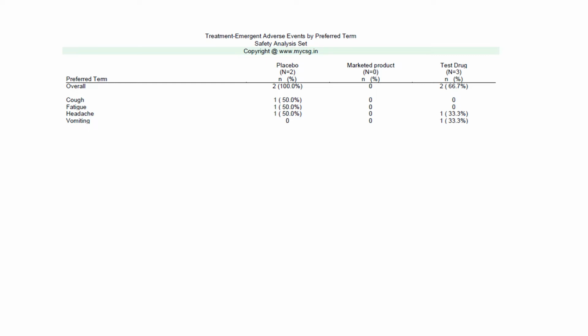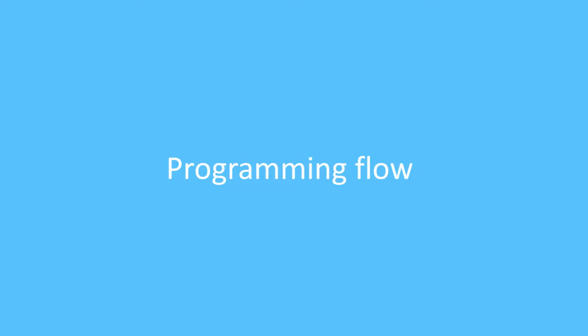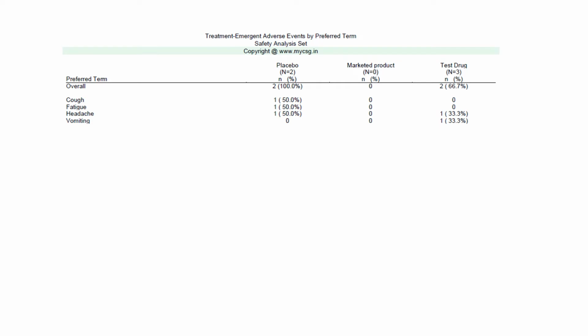The events are summarized in terms of number of subjects and percentage of subjects, and the percentages are generally calculated based on the number of subjects in the corresponding treatment group. We will now see the programming flow for this table.